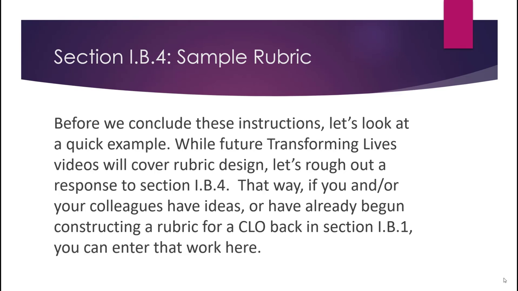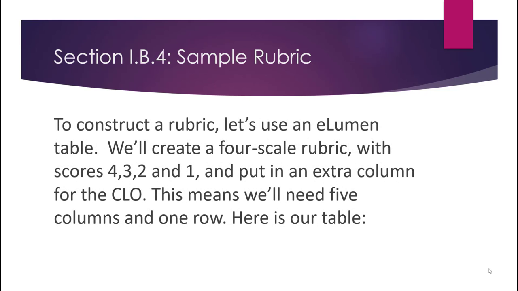Before we conclude these instructions, let's look at a quick example. While future Transforming Lives videos will cover rubric design, let's rough out a response to Section 1B4. That way, if you and/or your colleagues have ideas or have already begun constructing a rubric for a CLO back in Section 1B1, you can enter the work here. To construct a rubric, let's use an Illumin table. We'll create a 4-scale rubric with scores 4, 3, 2, and 1, and put it in an extra column for the CLO. This means we'll need 5 columns and 1 row.